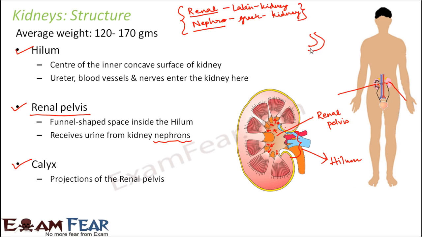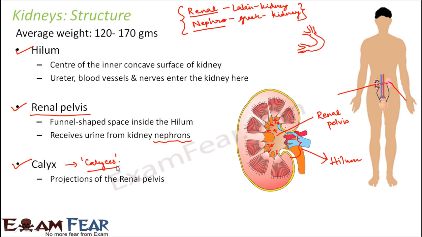So this was the funnel shaped structure which was renal pelvis, and then you saw that it branched off into projections like this. Right? So these branches or these projections are known as calyx. Calyx is the singular term and plural is calyces. You would often see this term, so do not get confused. Do not think that calyces is something different. Calyx is the singular and plural is calyces.